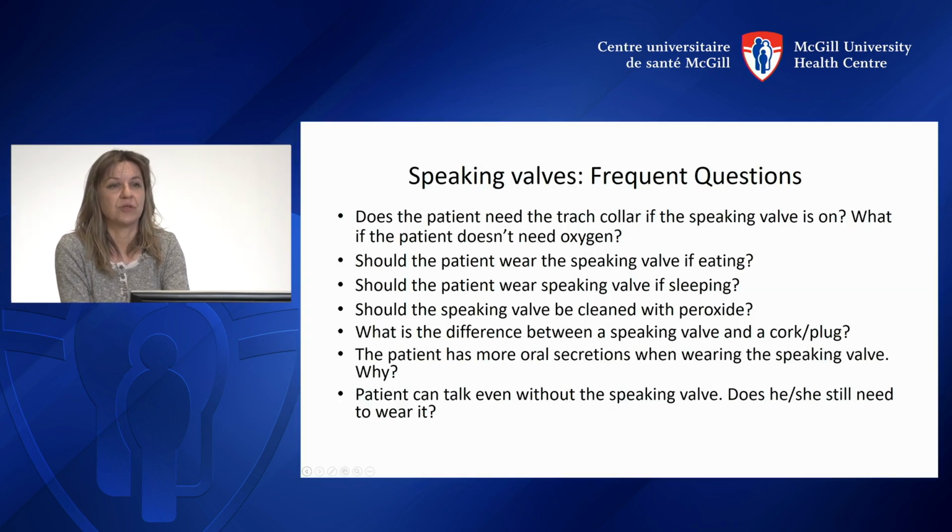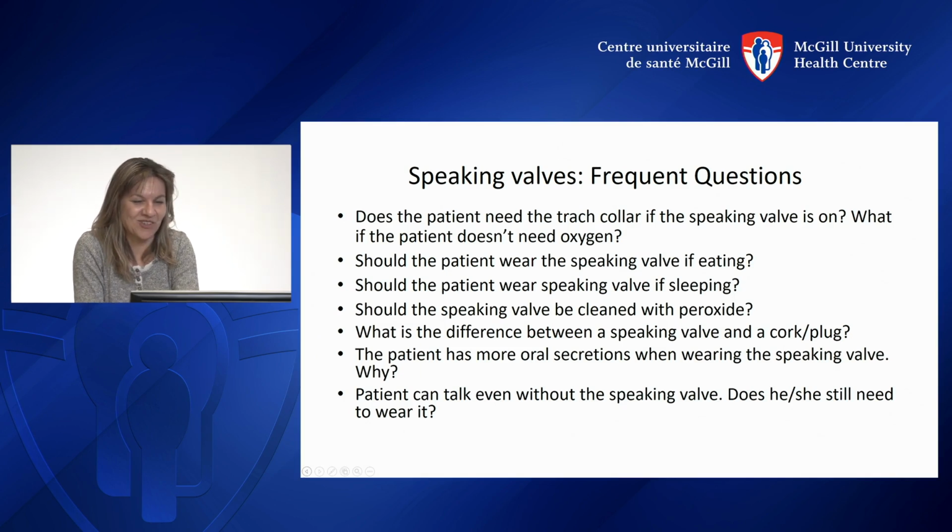What frequent questions do we receive about a speaking valve? I answered already the first one. Does the patient need a trach collar if the speaking valve is on? What if the patient doesn't need oxygen? So at the Montreal General Hospital, we provide oxygen and humidity through the same trach collar. So regardless of whether a patient needs or does not need oxygen, they are getting some oxygen because that's the only way they can get humidity. But if they have a speaking valve on, remember, this is still open. Thus, they do need humidity because they are breathing through here, not through the mouth, not through the nose, but through the tracheostomy tube. So the trach collar should be on.